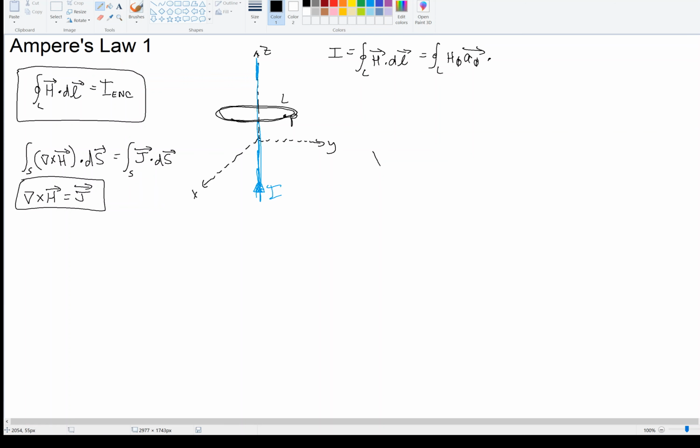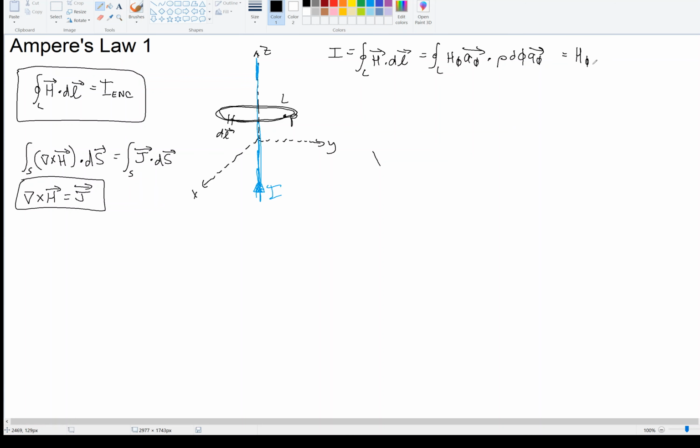dotted with dl. So here is dl, my little slice of my Amperian path, and I ask myself, what is changing over that little slice? Well, it's not rho because the radius is constant, and it's not z because the height is constant. It's the angle that changes as I proceed through the loop. And so dl in this case is rho d phi in the phi direction. And when we do the dot product, a phi dotted with a phi is 1, and H phi is constant on my Amperian path, so I can bring it out. Rho is constant, and so this integral is very easily done.